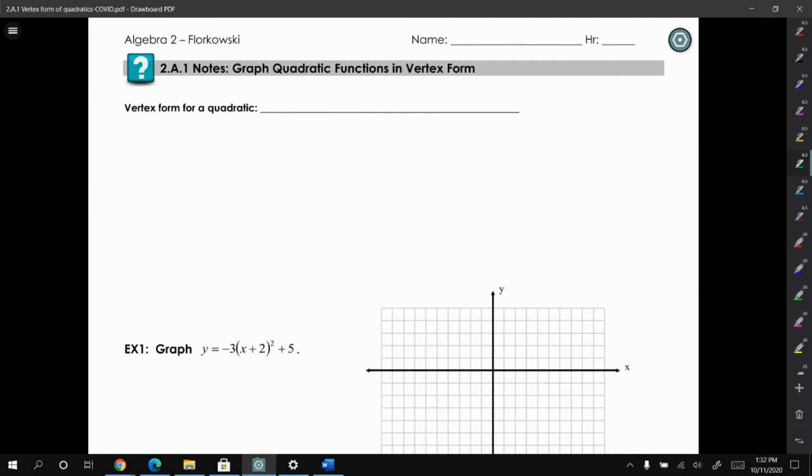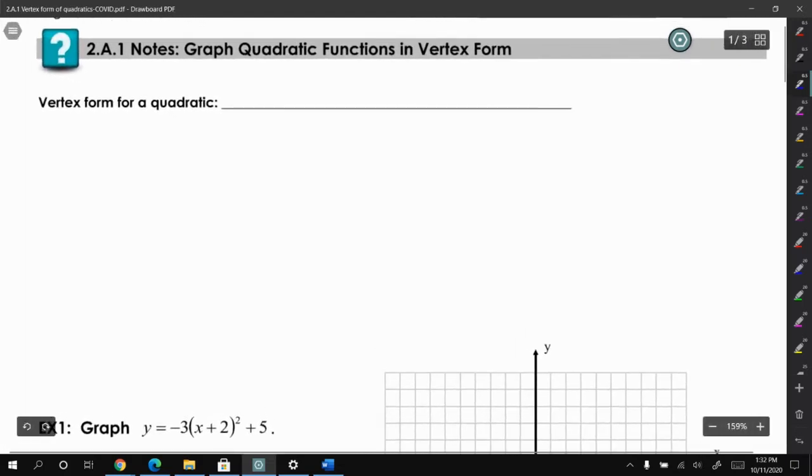The next family of functions that we're going to talk about is the quadratic function. And you've probably seen these in Algebra 1 a little bit, but the vertex form of this, or I call it the general form, is y equals a times (x minus h) squared, plus k.